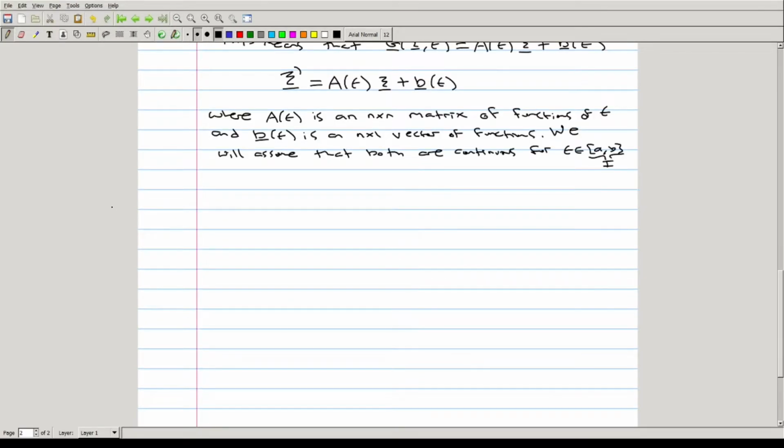So if we go through and list out the component form, so you do the matrix multiplication out and you list out what this is saying, this is the following.